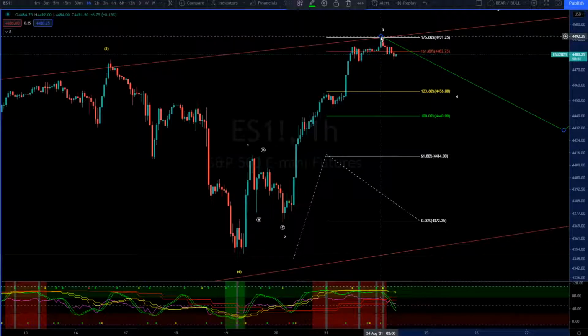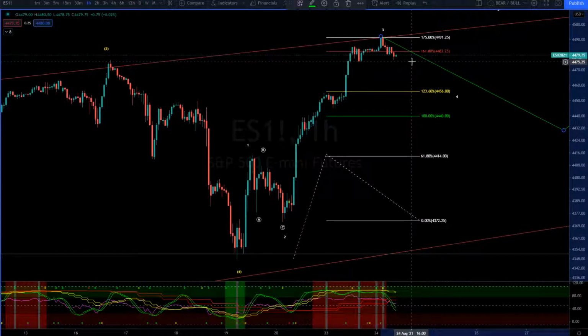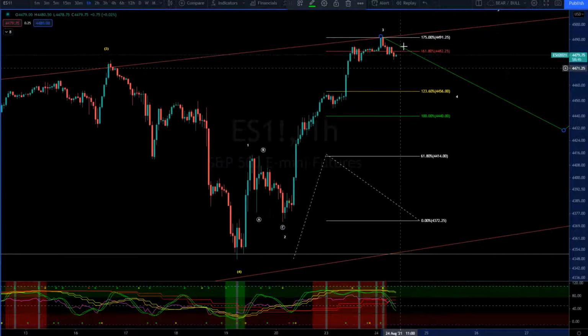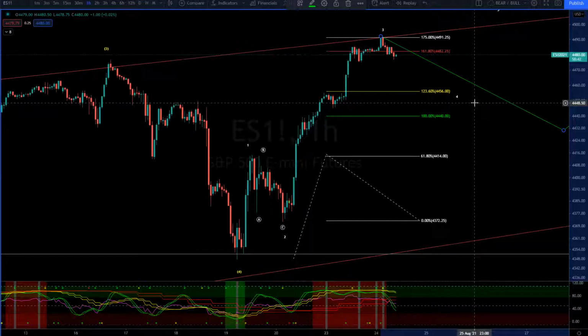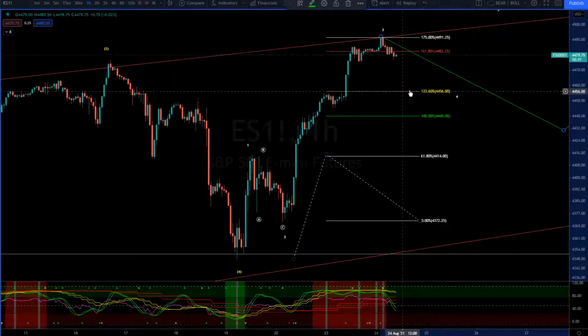I think we're going to see a little bit of a pullback today, but ultimately I do think that we're going to start consolidating, correcting. Now, how far are we going to consolidate and correct? We're looking for a target for wave 4.